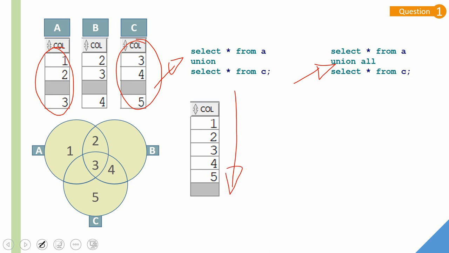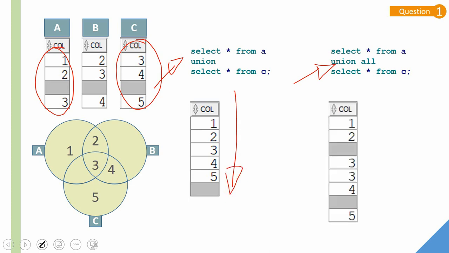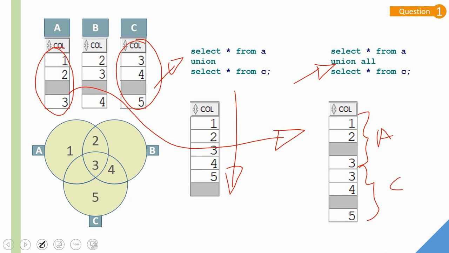Union all will not sort and it will not remove the duplicates. It just gives the values as they are. So here are the rows from table A and here are the rows from table C. Let's go ahead with question number 2.